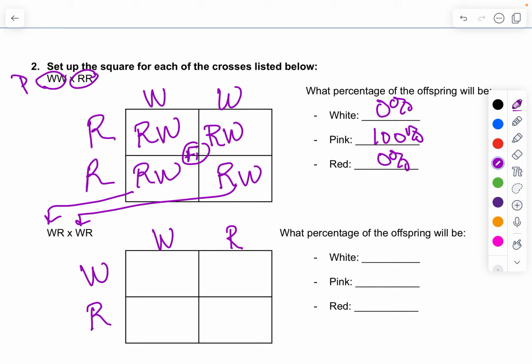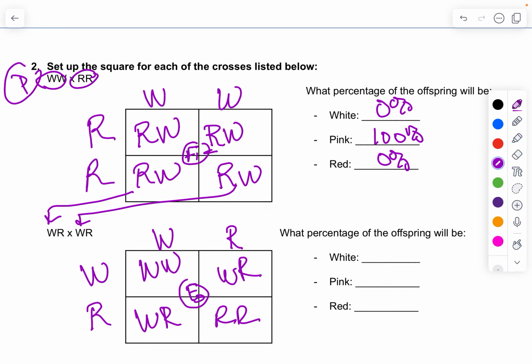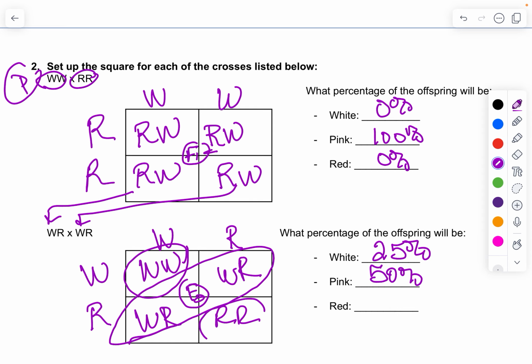Okay, so now we're going to create the F2 generation. We had our parents, we had our F1, now we have our F2. So WW, WR, WR, and RR. All right, so now what percentage of offspring will be white? Well, just that 25%. Pink are going to be these two here, so 50%. And red, here we've got our 25%.